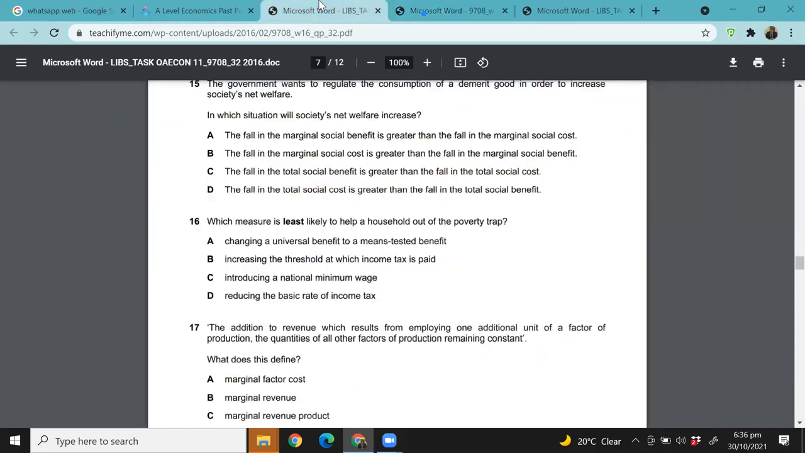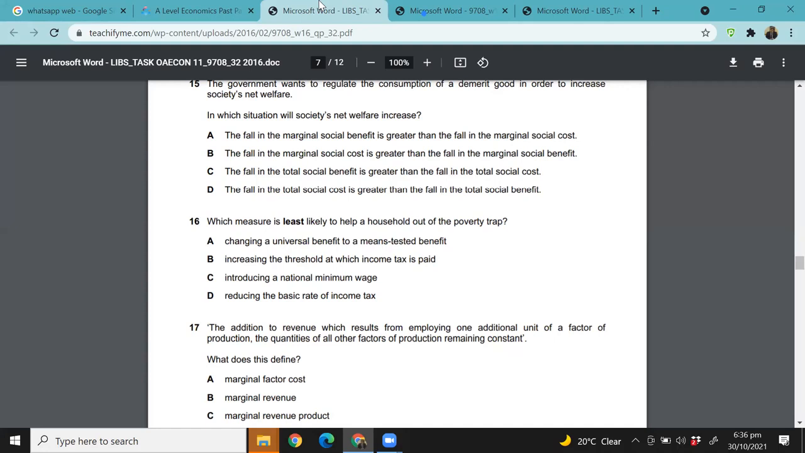My reasoning is, Nisha, think about this. B, C, and D are directly helping the poor families. What is a poverty trap? When you're stuck in poverty and you can't get out of it, right? That's a poverty trap. So B, C, and D are directly affecting and improving the welfare of poor people. How so? Increasing the threshold, right? If you increase the threshold, then obviously people will not be paying taxes at a low amount of income.